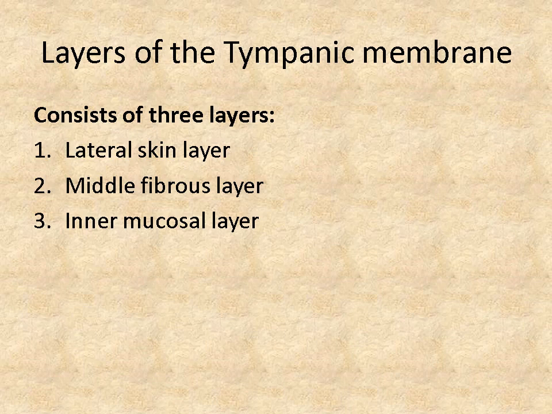What are the layers of the tympanic membrane? It consists of 3 layers. Outermost layer, or the lateral skin layer, that's continuous with the skin lining of the external auditory canal. The middle fibrous layer, as we previously said, is well developed in the pars tensa and absent in the pars flaccida. The handle of malleus is embedded in the middle fibrous layer. Then the third layer is the inner mucosal layer, which is a continuation of the mucosal lining of the middle ear.